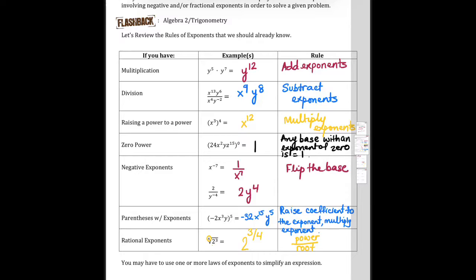Okay, so these were your rules, and now for the rest of the packet you may end up using one or more laws of exponents to simplify those expressions. Try those on your own, and then you can check the answers with my answer key.